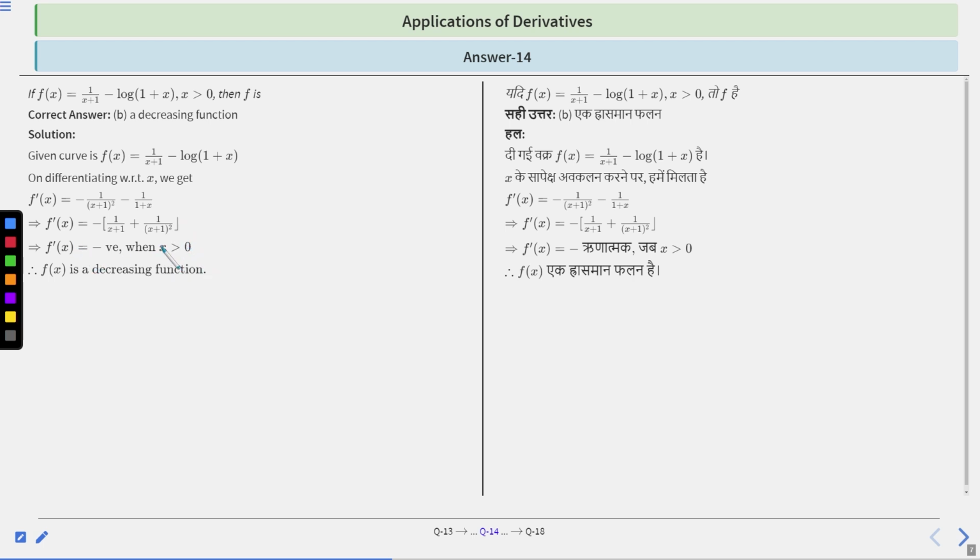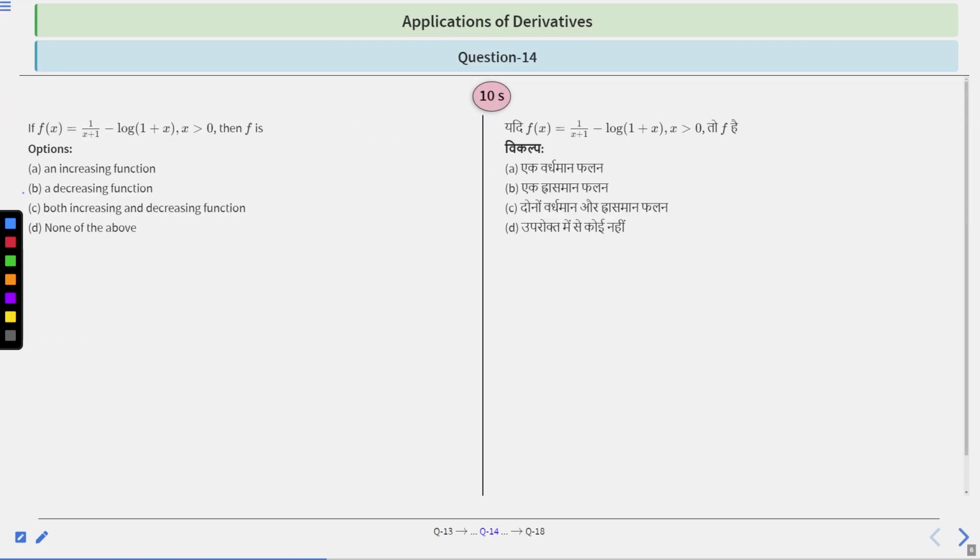Now, see, if x is greater than 0, this thing will be positive. This thing is already positive, right? And the negative sign is outside of this. So, overall, f dash x is less than 0, clear? When x greater than 0, right? So, f dash x is negative. Therefore, fx is a decreasing function, clear? Fx is a decreasing function. Option B is the right choice. A decreasing function.